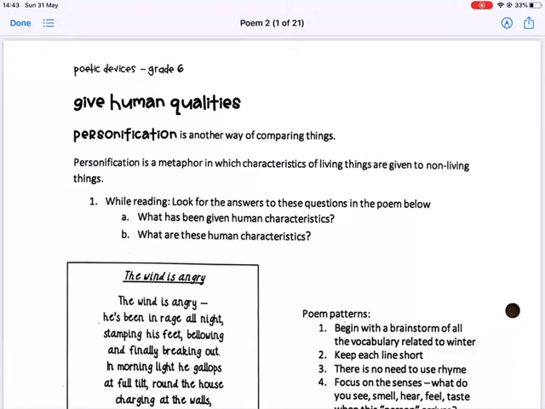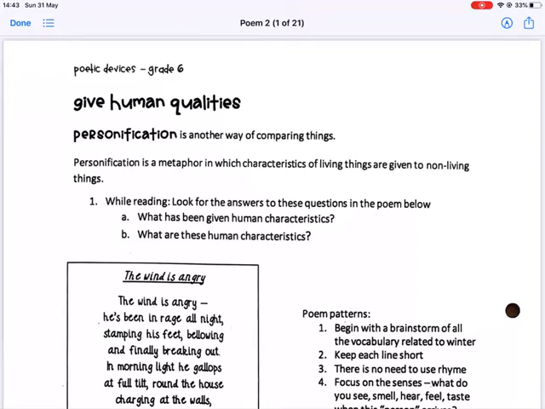For example, the sad cloud cried because the sun had disappeared. That is a way of comparing a cloud, which is non-living, to sort of a human who is crying. And it's also a metaphor to say that it's raining. Okay, so we're going to look at some examples like that.